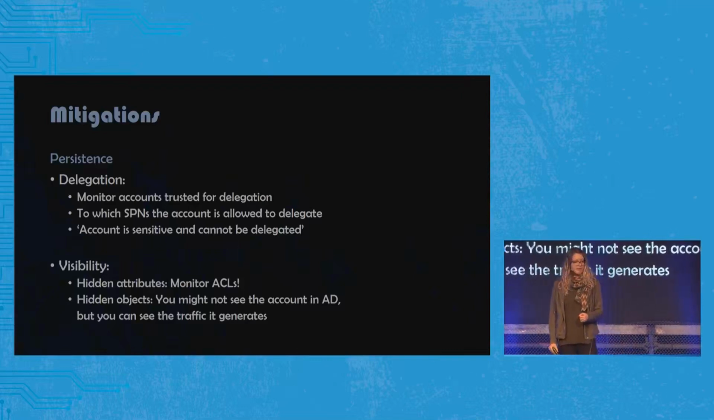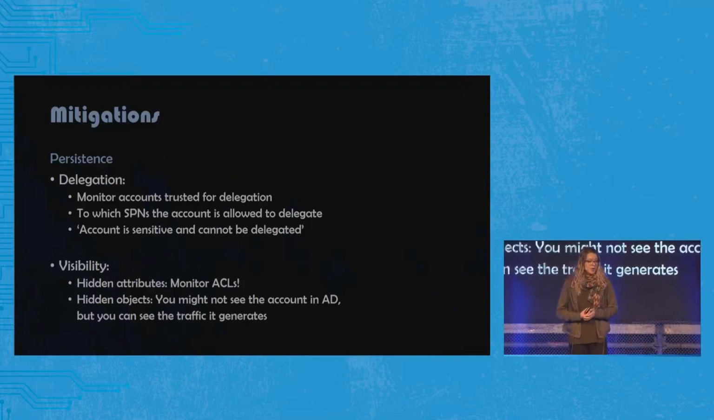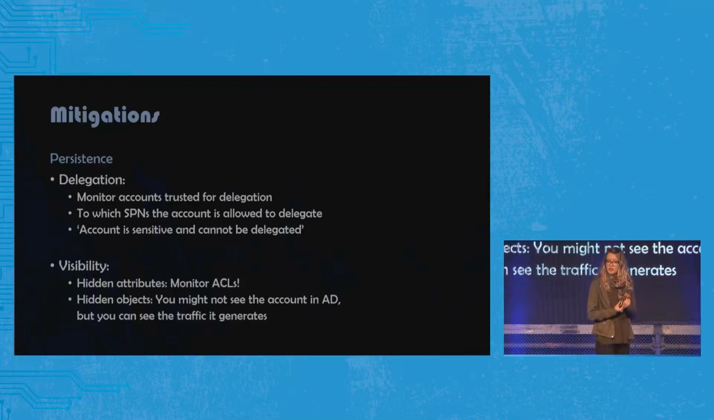Now, for the visibility problem, we had two issues. We could hide specific attributes on the object, or we could hide entire objects from everyone else. So we have solutions for both of those problems. For the hidden attributes, all we need to do is simply monitor the access control lists of the object. In our case, we just hid the attributes that are related to delegation, and no one could see that the computer account is trusted to delegate tickets to the CARPDT account.